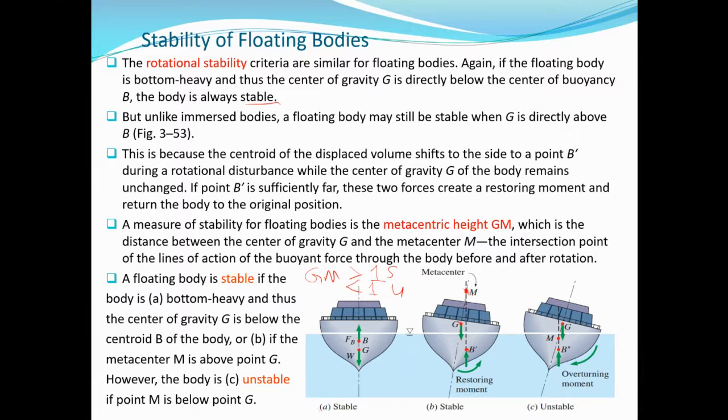So if the metacenter M is above G, however, the body can still become unstable when it is pushed further and the rotational disturbance is increased, because when you push it further, the intersection will now be here. So M will come here, and GM is now negative, or M is below G. So this is unstable because there will be an overturning moment. The weight at G will have a moment about point B, and this will now capsize the ship. So this is an unstable condition.